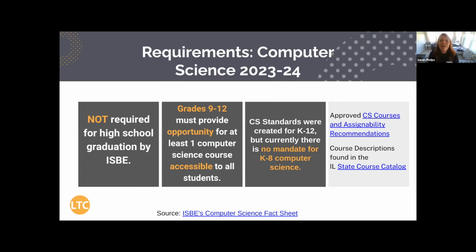It's just a matter of, we know that it's important because it supports all of these wonderful skills that we're teaching anyway, and because we know that it is a future skill, a future-ready skill that our students need. There are some wonderful links here if you want to know a little bit more about the mandates that are part of that law that was passed. There's ISBE's fact sheet. You can see some of the courses, and we're going to talk about that in a minute too. ISBE has laid out what high school courses qualify as that computer science course, and you can find those course descriptions in the state course catalog as well.